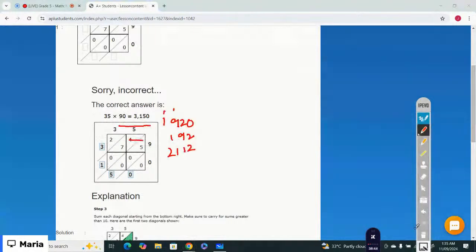Then add this diagonal first, right? So 7 plus 4 makes 11, 1 here and 1 carry on this. Then 2 plus 1 makes 3, right? So add this diagonal first. Ones, add the diagonal that is at the ones first. 0 is 0 and 5 plus 0 is 5. You need to add like this. So 5 plus 0 is 5. You have 31 and 50.